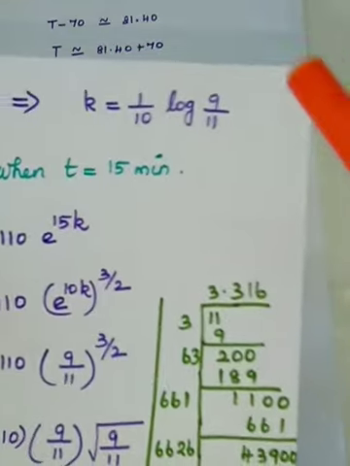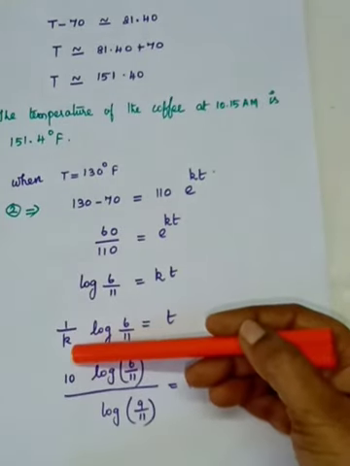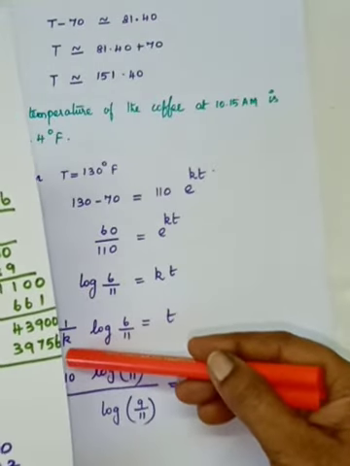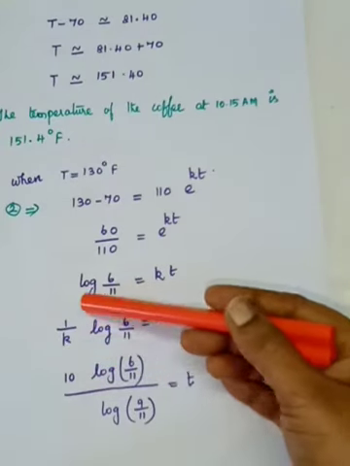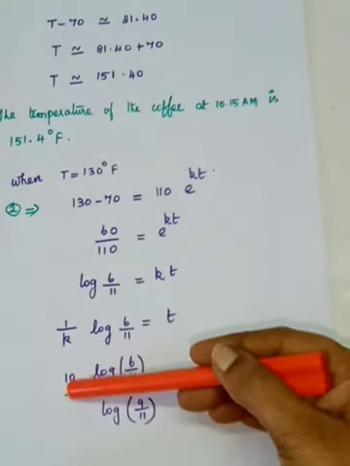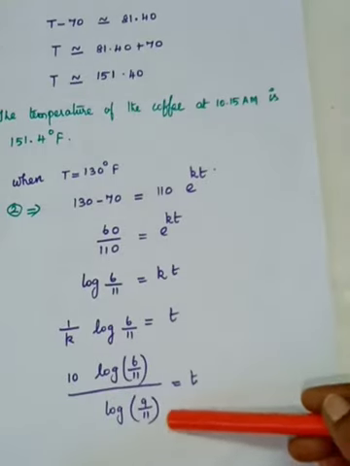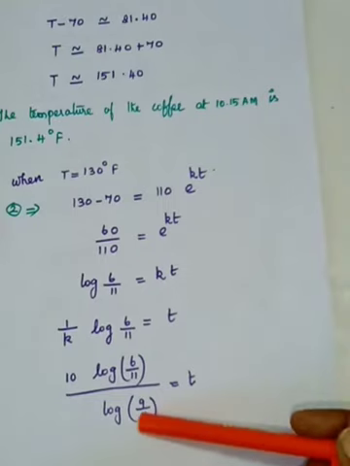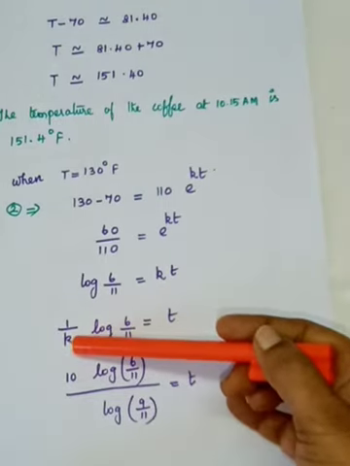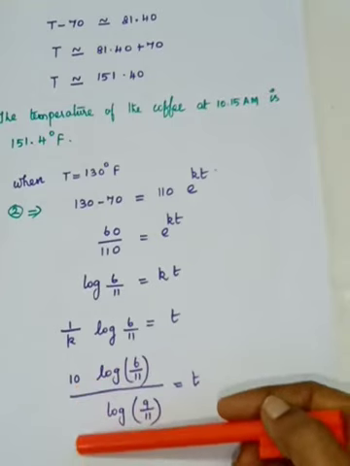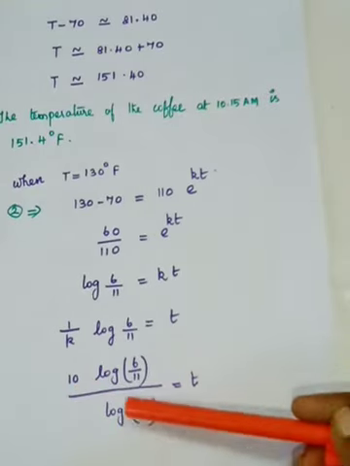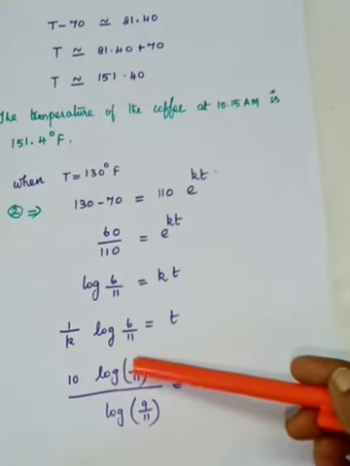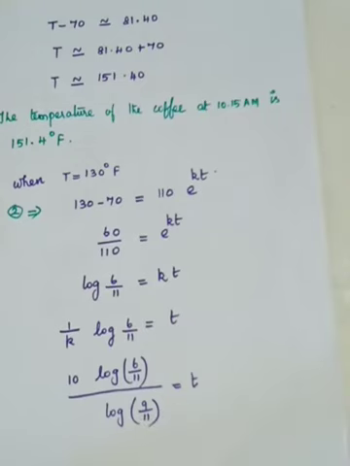So this k value has to be substituted here. k is in the denominator, so 1 by 10 will come in the denominator, and the 10 will go to the numerator. So 10 into log of 6 by 11, divided by the k value, which is log of 9 by 11. See here, 1 by k, so 1 by 10 log of 9 by 11. 1 by 10 is in the denominator, so the 10 will go to the numerator. So 10 log of 6 by 11 divided by log of 9 by 11 is equal to t.